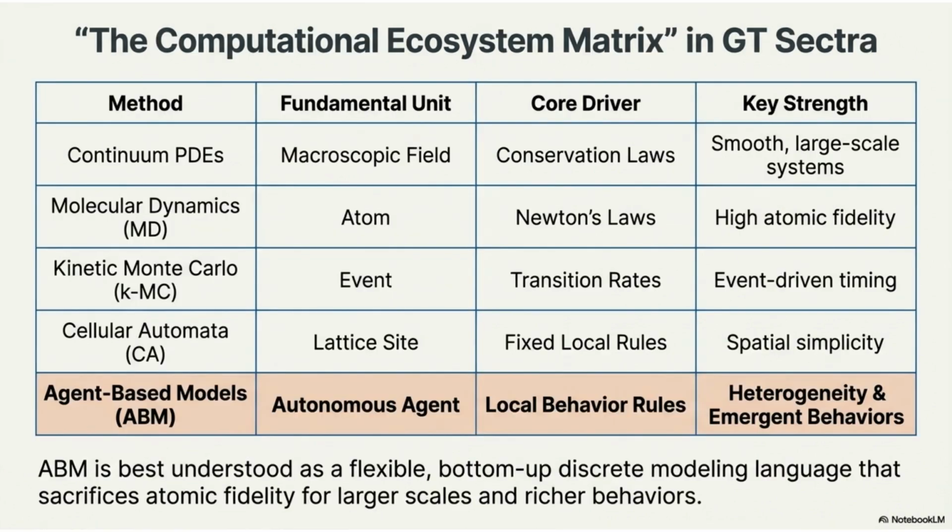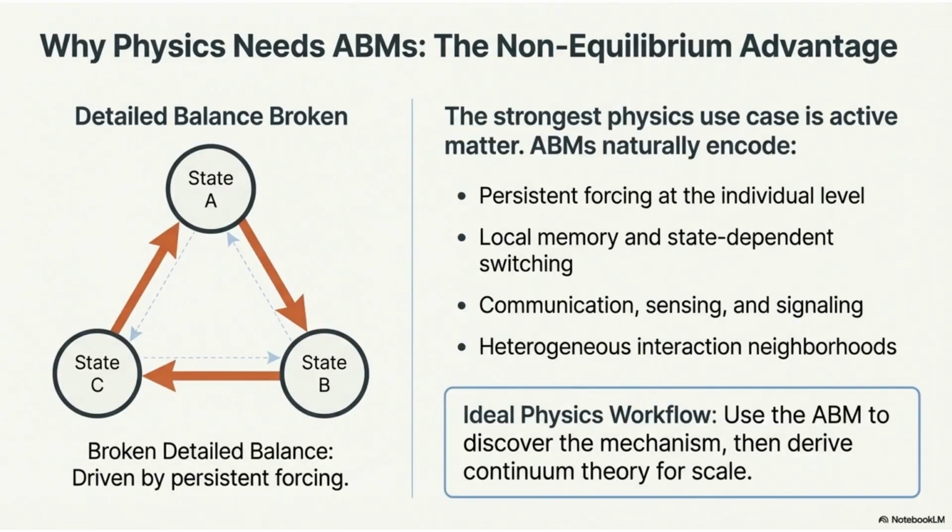Within the computational ecosystem, ABM stands out. Its fundamental unit is the autonomous agent, driven by local behavior rules. Its key strength is its ability to capture heterogeneity and emergent behaviors. Physics needs ABMs for their non-equilibrium advantage, particularly in active matter. ABMs naturally encode persistent forcing, local memory, communication, and heterogeneous interactions, allowing us to discover mechanisms before deriving continuum theory.